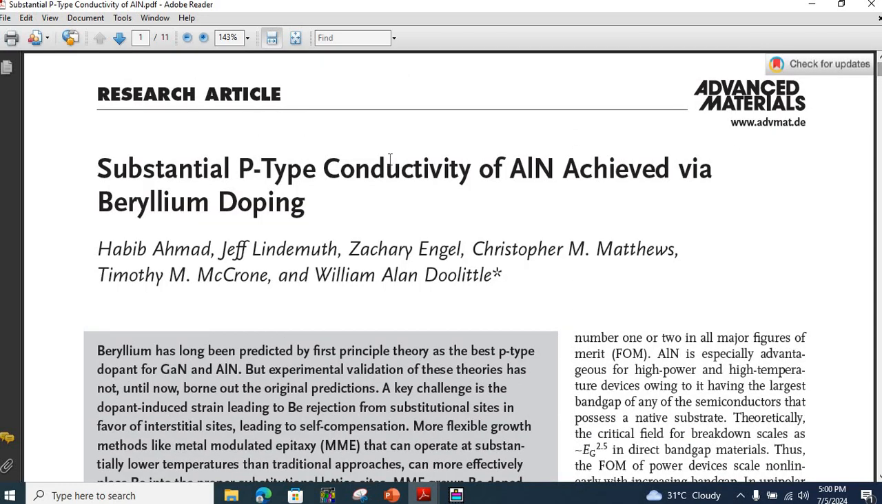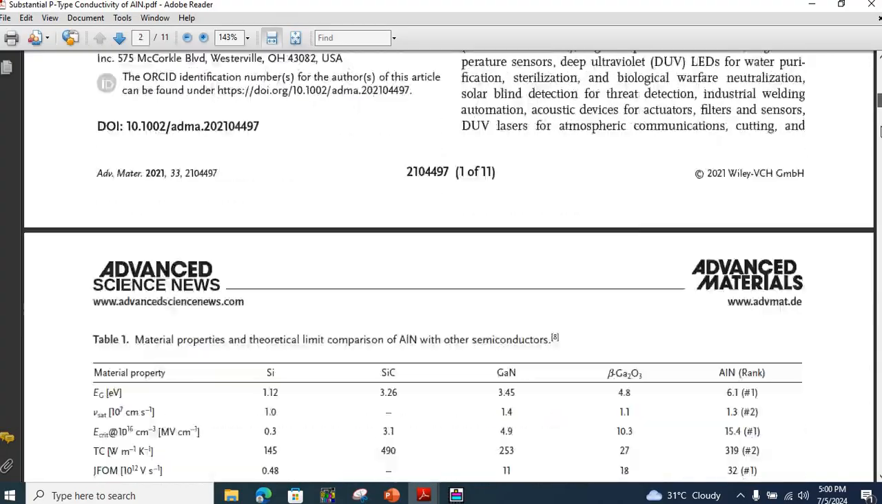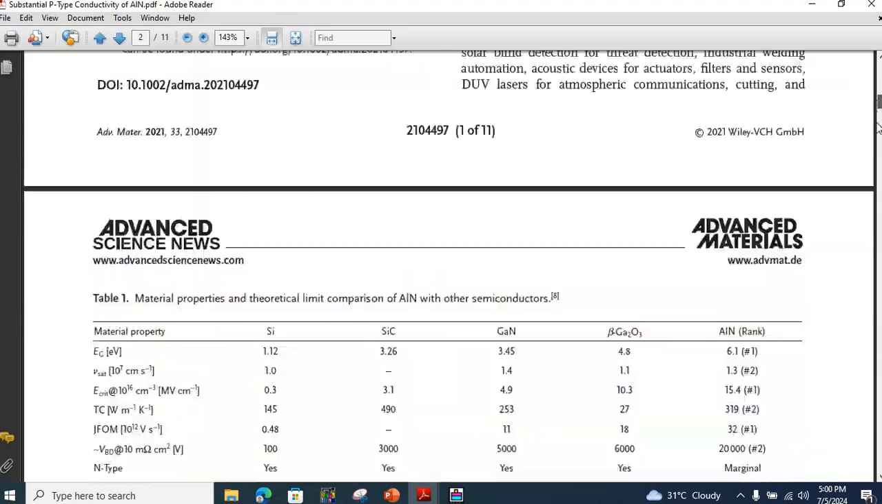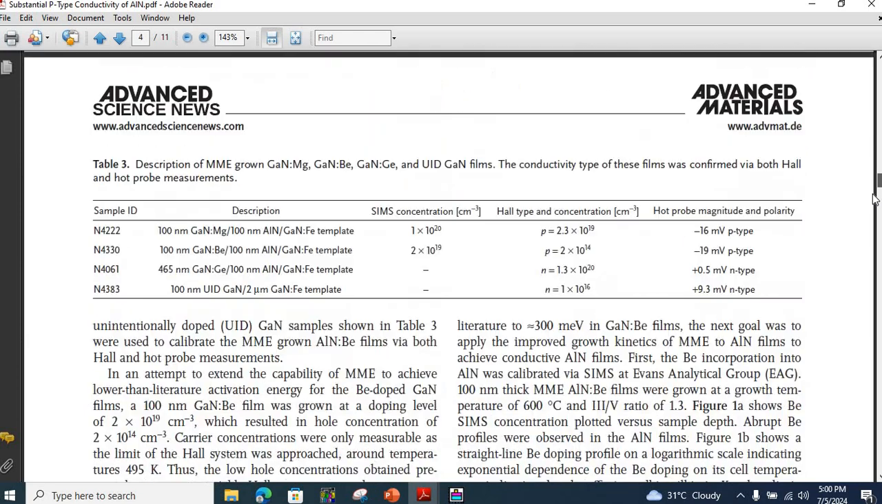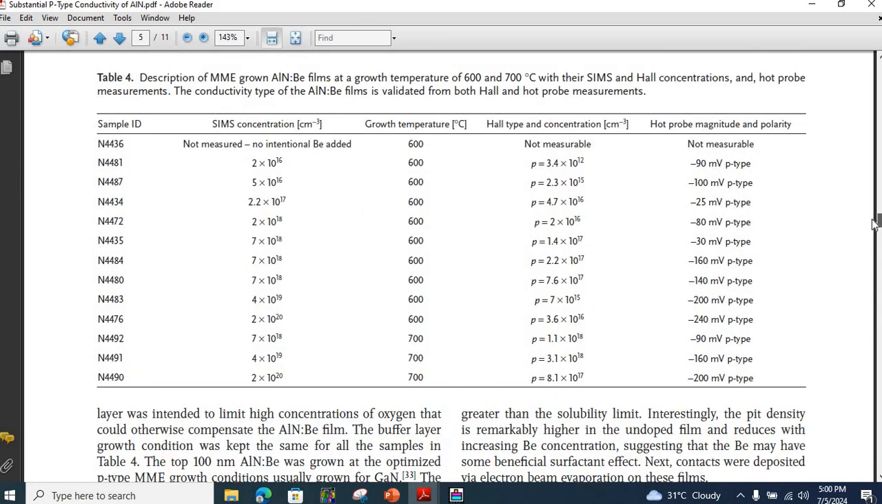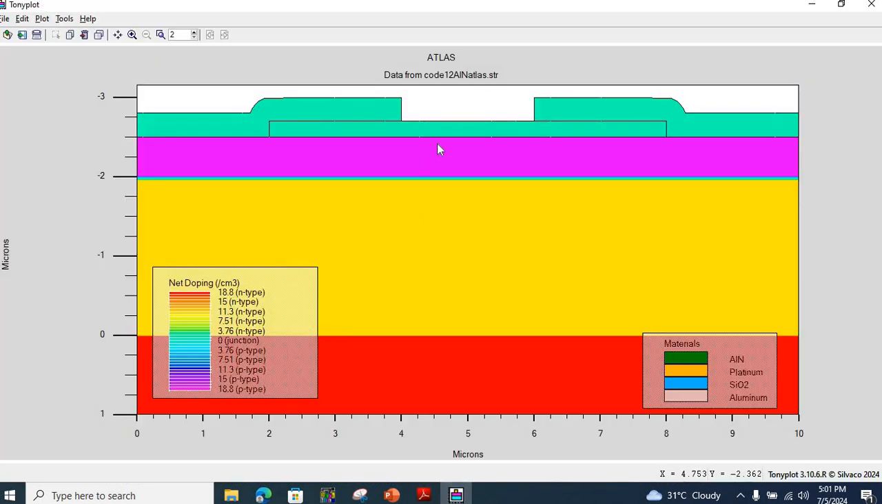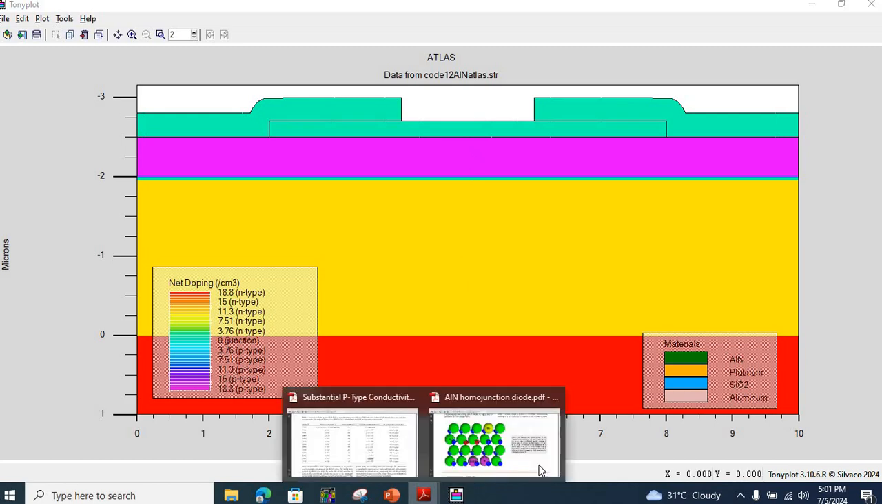This paper is about achieving P-type aluminum nitride using beryllium doping. And I grew a ton of samples in this study, and from the results I achieved a maximum hole concentration of 3 × 10^18 per cm³. So that's why I have chosen a hole concentration of 3 × 10^18 per cm³ for this layer. Now I'm gonna take you to another paper.